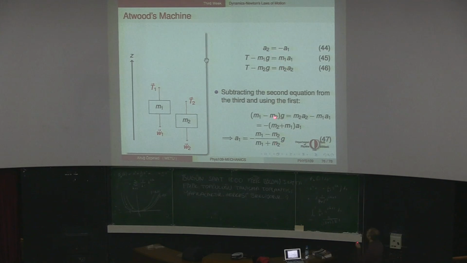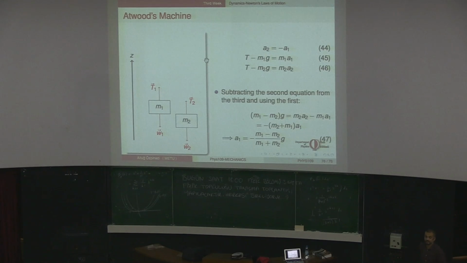Now these are our equations. Well, you can just subtract this one from this one, use the first equation. It just gives you (m1 minus m2)g is equal to minus (m2 plus m1) a1. You obtain a1. This is just simple algebra. Okay, we have an answer.